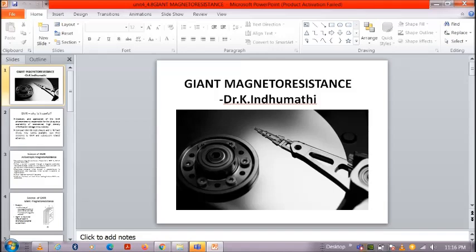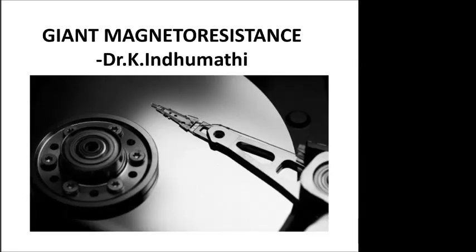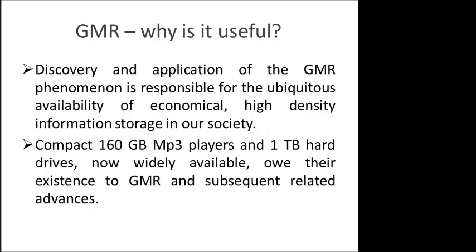The topic we are going to see now is giant magnetoresistance. We have already seen in the properties of nanomaterials that magnetoresistance is an important property, because every nanoparticle has its own resistivity based on the bonding present within the molecules. That is why it has its self-alignment property. So we first have to see why giant magnetoresistance is useful.